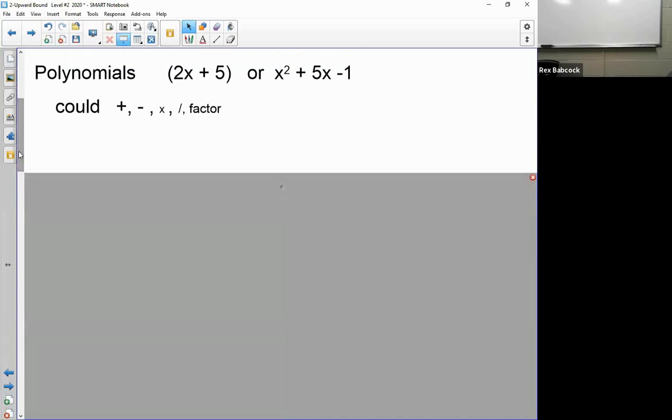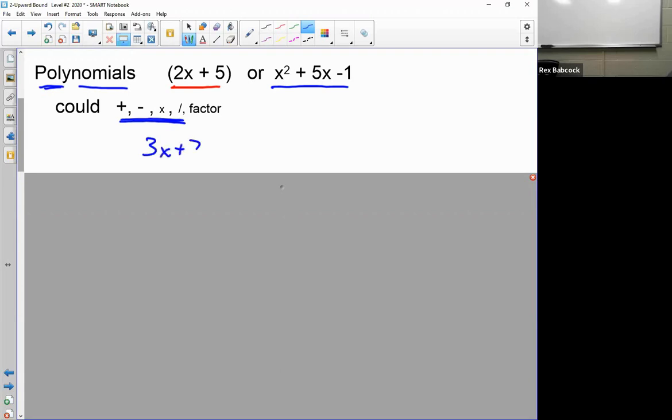Polynomials, here's an example of two different ones. Here's a binomial, and here's a trinomial. They're both considered poly, which means many nomials, groups of numbers, the polynomials. The things that I hope you're already familiar with, how you add, subtract, multiply, and divide those. It might be as easy as 3x plus 7x. That's adding two monomials, that's 10x.